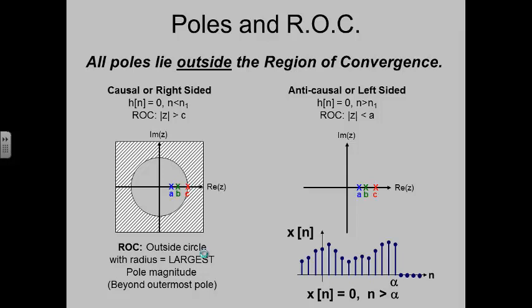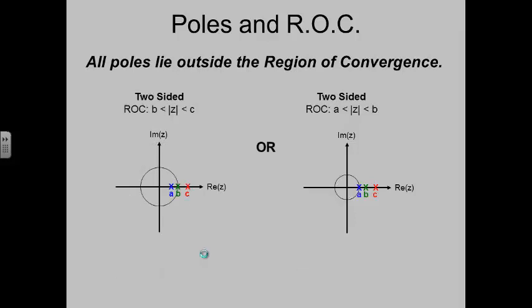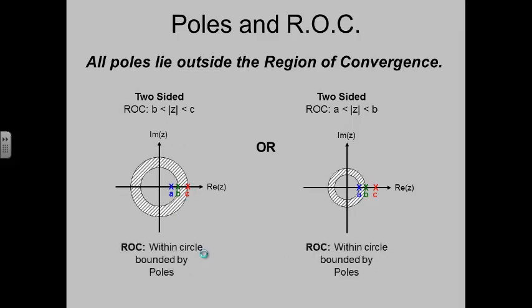We said if we had a left-sided function, it had the opposite shape of region of convergence. It had some maximal radius and went inward. If my region of convergence can't include poles, that means if I have an anti-causal system, its region of convergence must start at the innermost pole, the smallest radius pole, and go inward. And if we have a two-sided infinite sequence, its transform would have a donut shape that has to be pinched between some pair of poles. It cannot be bounded by A and C because that would include B. Not allowed to do it. So it's either this one or this one.